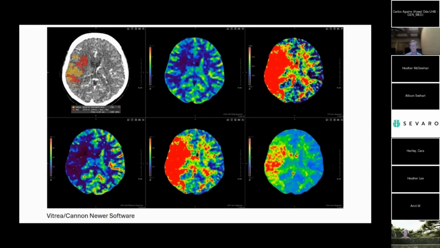Vitrea, what they use is a T-max of 2.2 seconds. Quite a bit different. The reason is they actually don't look at absolute T-max, they look at relative T-max. So when the T-max is greater than 2.2 seconds from the contralateral hemisphere, they flag that as decreased perfusion. They also use a relative CBV, not CBF, of 40% as their cutoff for core infarct. So they do it different.